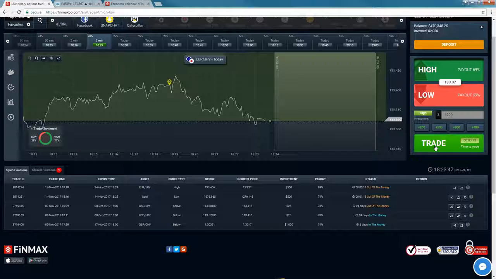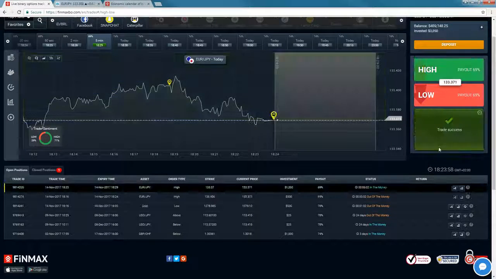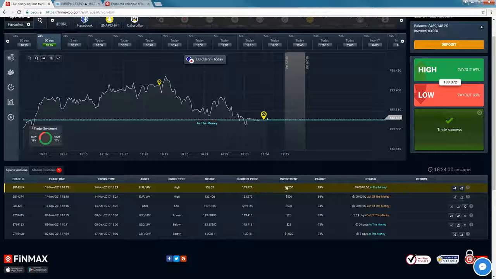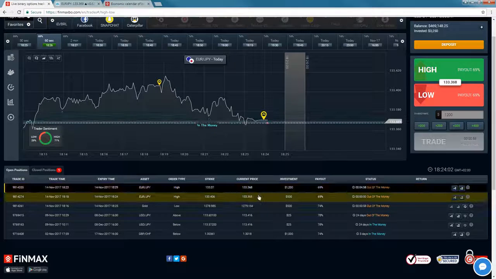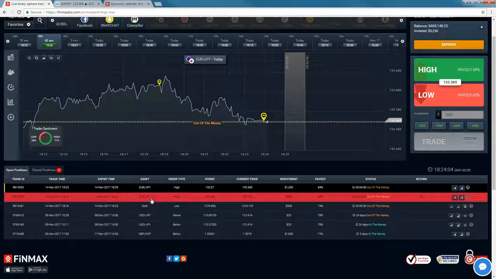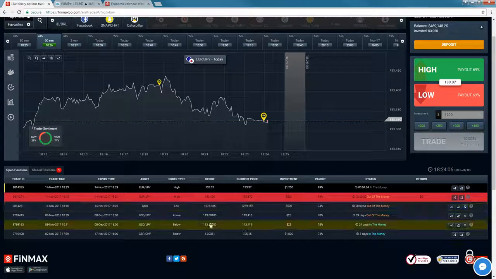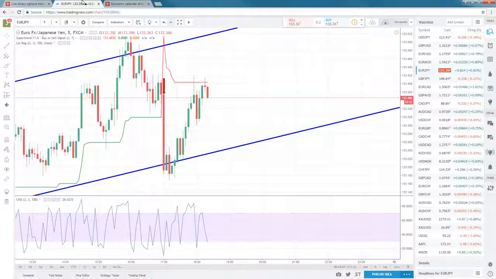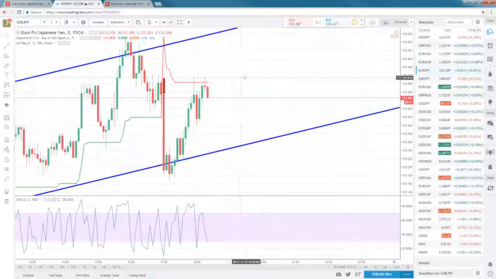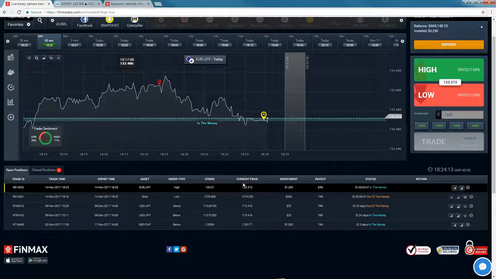Fourteen more seconds are left, and we are going to try and recover. Here it is. I have launched the trade to go in the money. So we can see that Euro JPY ended out of money, but the following trade that I have launched is awaited to end in the money.